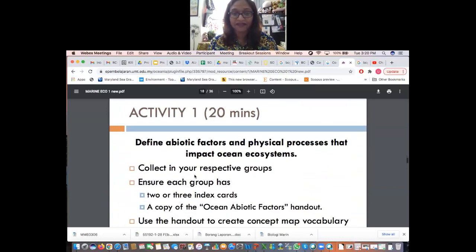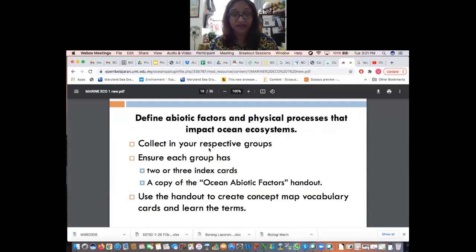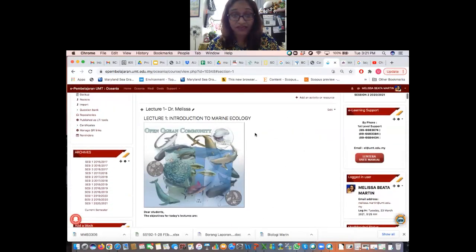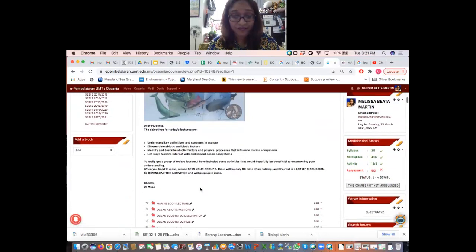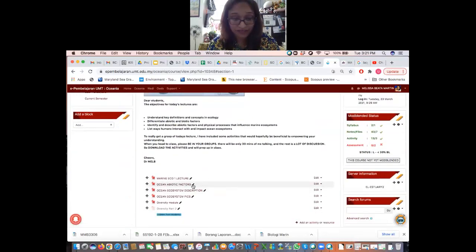Okay. Now coming to our activity for 20 minutes. Remember how I've asked you to be in groups of 4, so there should be 16 groups altogether. I would like you to define abiotic factors and physical processes that impact ocean ecosystems. So please collect in your respective groups for tomorrow. Ensure each group has 2 or 3 index cards. When you're talking about index cards, you may refer to your e-pembelajaran on your first lecture here. And what you would see is this, ocean abiotic factors.